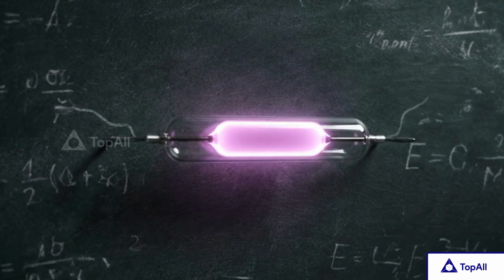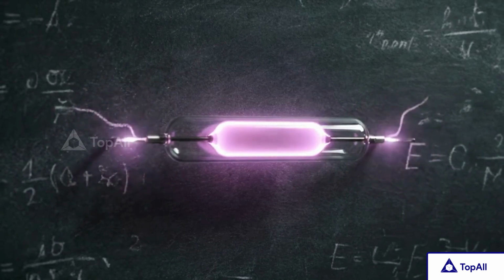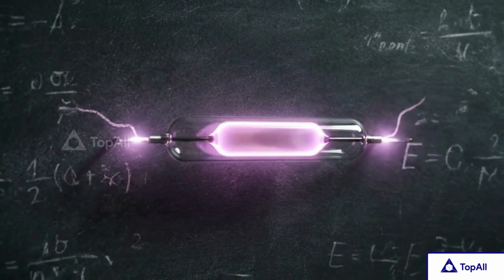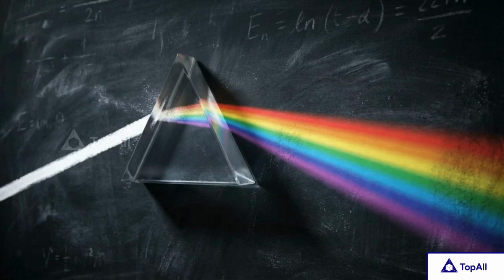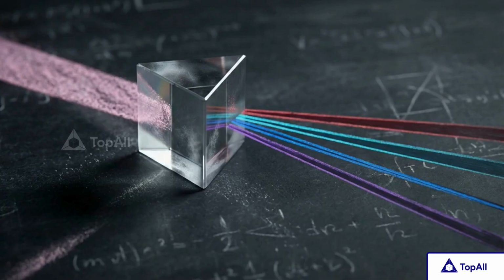When you run an electric current through a thin layer of hydrogen gas inside a glass tube, it begins to glow. Usually, if you shine light through a prism, it spreads out into a smooth, continuous rainbow. But if you pass that glowing hydrogen light through the same prism, the result is completely different.